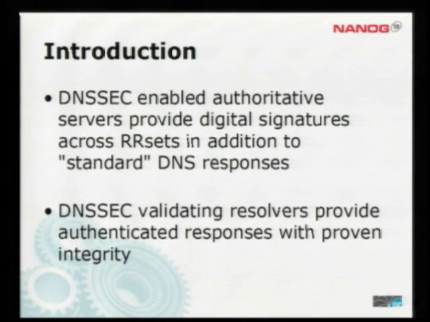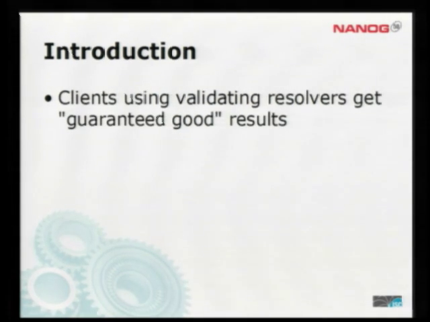The DNSSEC validating resolvers provide authenticated responses with proven integrity. Your resolver, your recursive server, now does the job of looking at the response that it got, seeing if there is a signature, first of all. If there is, is there a matching public portion of the key? If there is, are we able to prove that that public portion of the key is good? If we do, then we confirm that the data is unchanged. We respond to the end user with that information. So clients using the validating resolvers get guaranteed good results, for some definition of guaranteed.